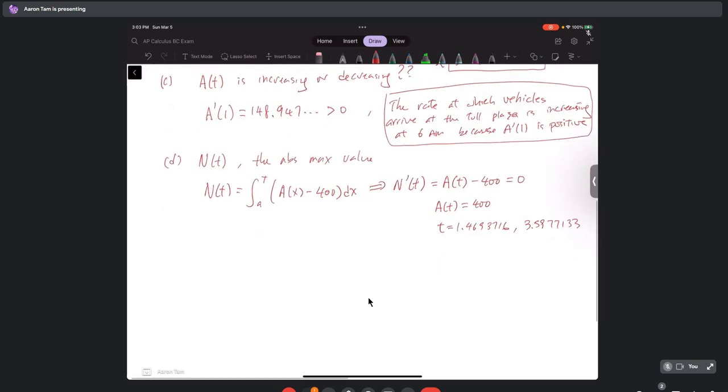So now all I have to do is really just form a table. I have my t values. My t values go from a, which is 1.4693716, to the critical point 3.5977133, and 4. You know what? I am just going to write this number out. So we have a critical point in the middle, and then you have the boundary from a and to 4. So now all I need to do is figure out what the integral is.